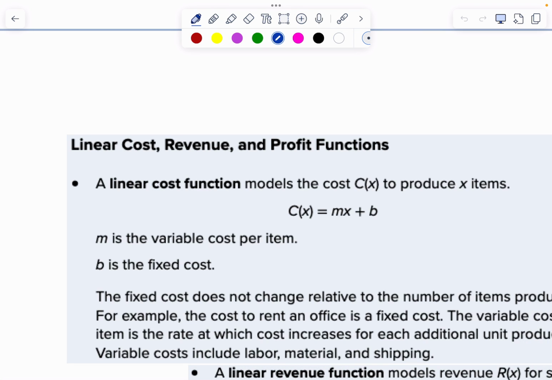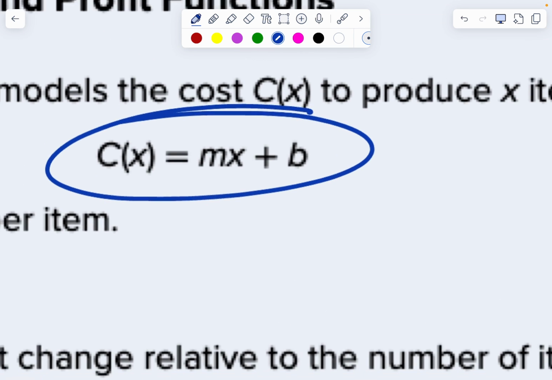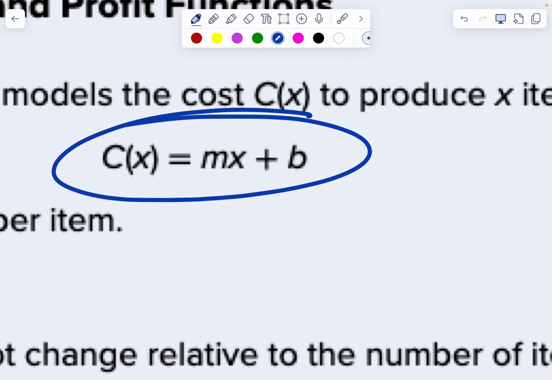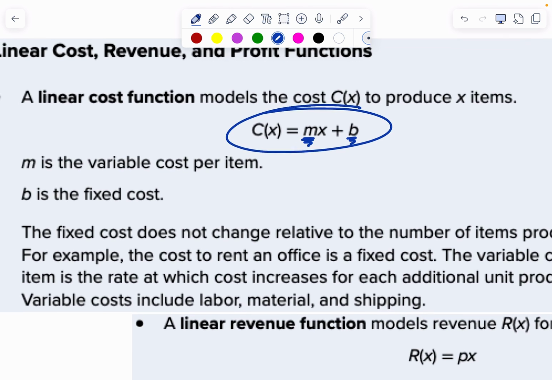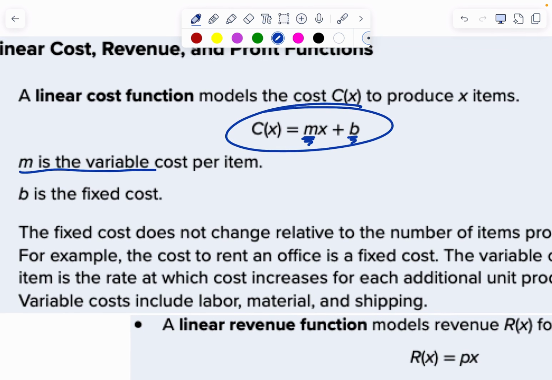Shh. Okay, they talk about a profit, cost, revenue situation going on here. So they have the cost of something, where M is usually the cost per item and B is usually your setup fee, right? So M is the variable cost per item, B is the fixed cost, like a setup fee or whatever it's talking about.